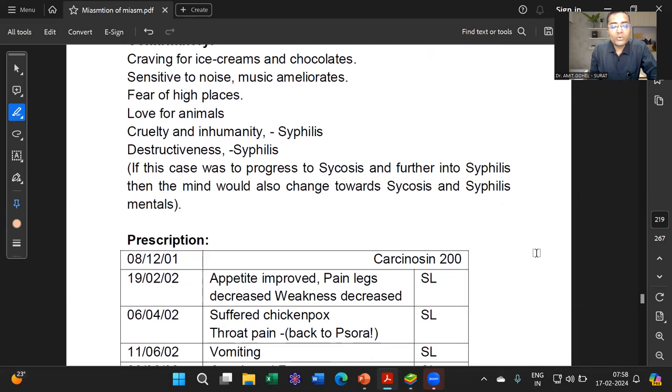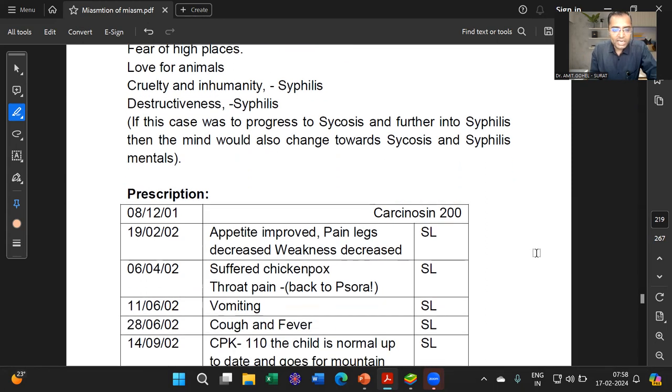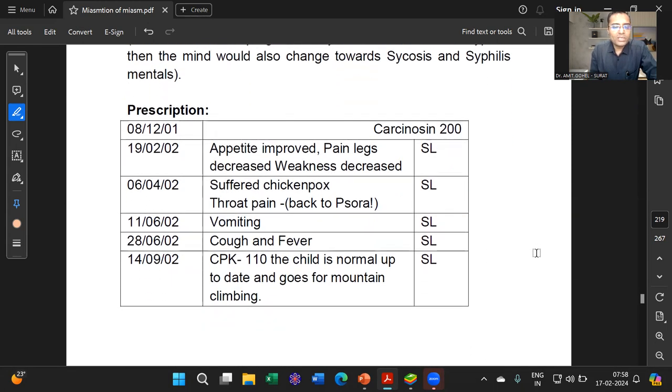If this case had progressed to psychosis and further into syphilis, then the mind would have also changed toward the psychotic and syphilitic mental. So in that case, Carcinosin 200 single dose was prescribed. Within 2 months, his appetite improved, the pain in the leg decreased, and weakness decreased. In the 4th month, he suffered from chickenpox and throat pain, back to the psora, the virus has come out.